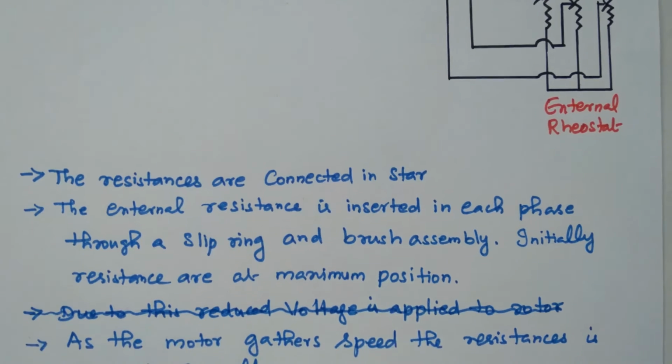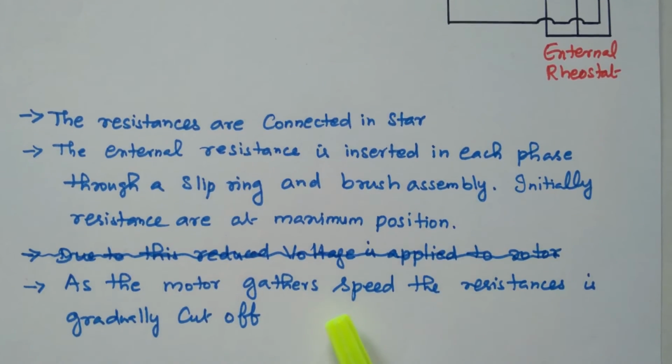Right? So as the motor gathers speed, the resistance is gradually cut off. While reducing the resistor gradually, the motor will gather the normal voltage and it will gather the normal speed. Now we will see the advantages and disadvantages.